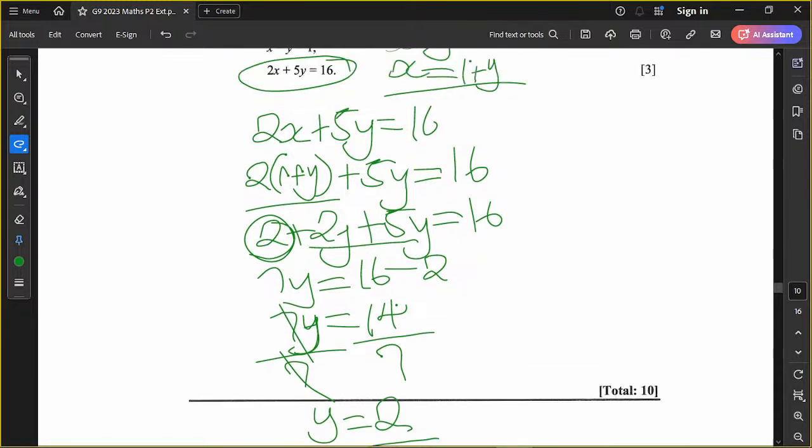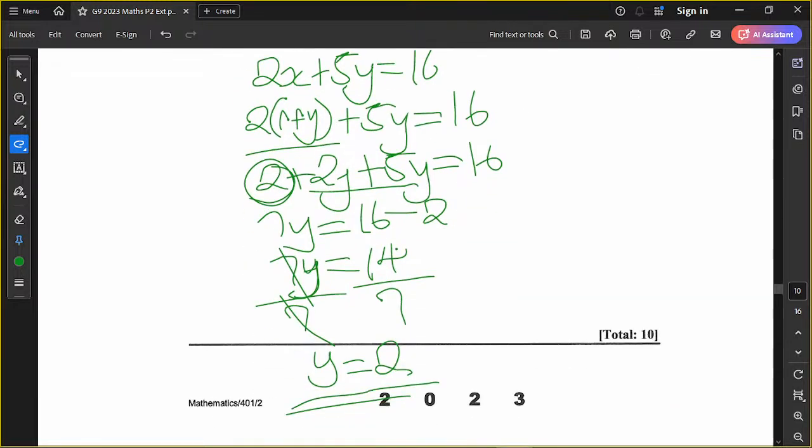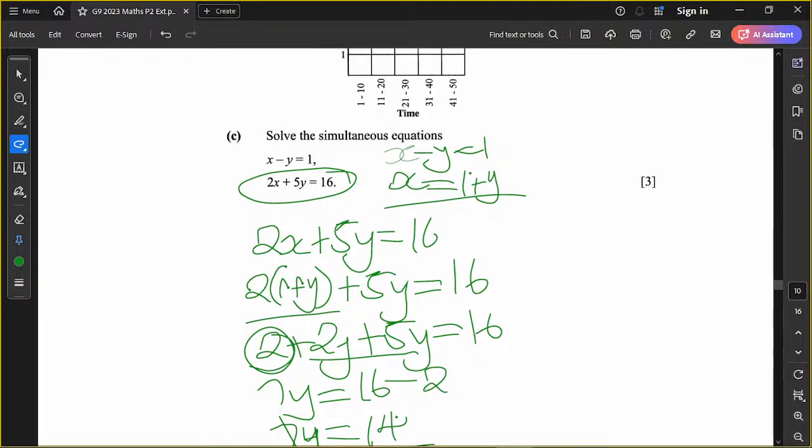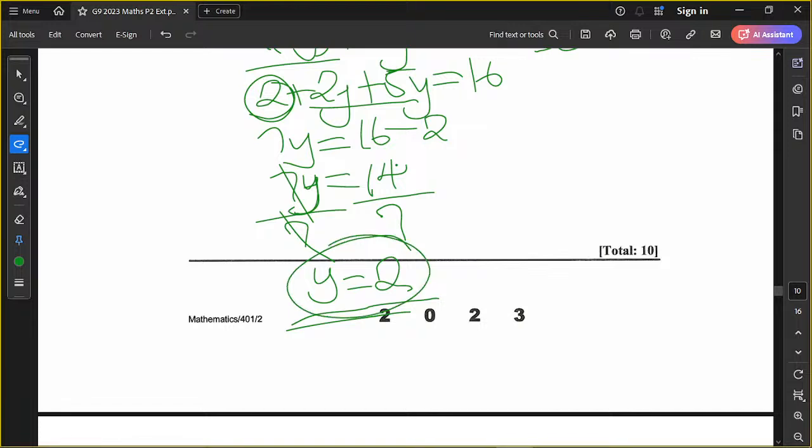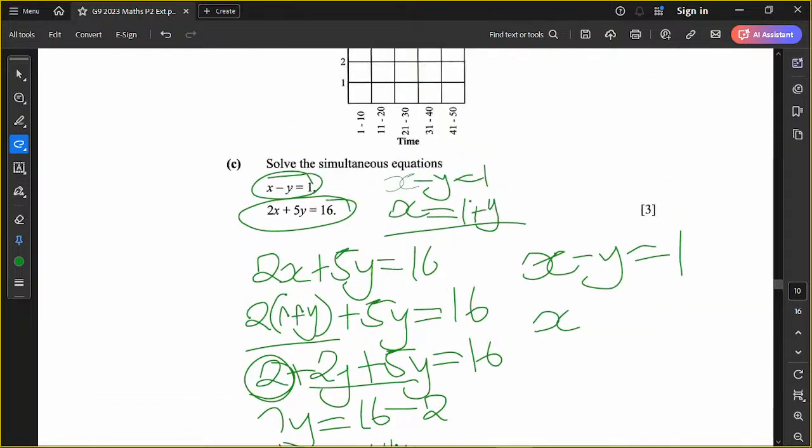Now I have found the value of y, which is 2. The next thing I'm going to do is find the value of x. Remember, this is a simultaneous equation. That means I'm going to get the equation which is on top, which is x minus y is equal to 1. So I'm going to say x, then what is the value of y? We found the value of y to be 2. So where there is y, I'll put 2. Then we say minus 2 is equal to 1.